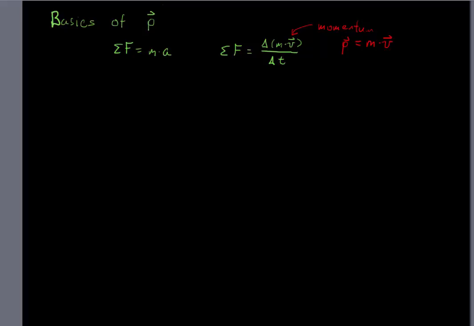If we rearrange this, though, if I just multiply that delta T over to the other side, then we get the net force times the change in time, and that's equal to the change in momentum, mv. This quantity over here, this is the impulse. It's called the impulse. So the impulse is a change in momentum. So if we apply a force for a period of time, that's going to change the momentum.